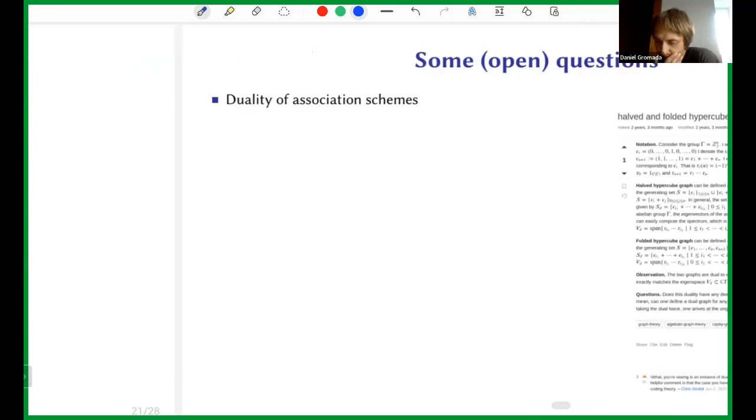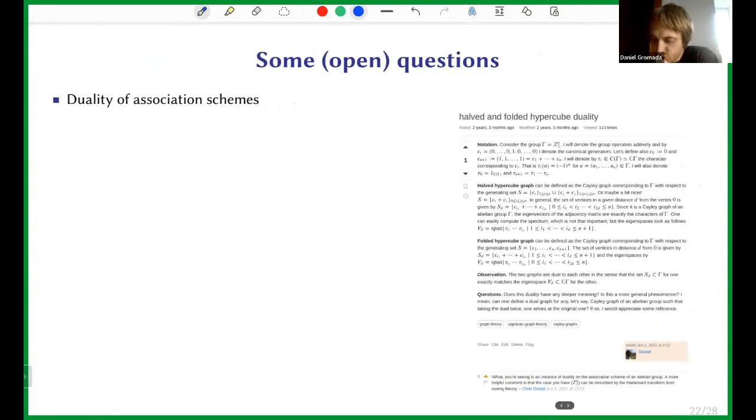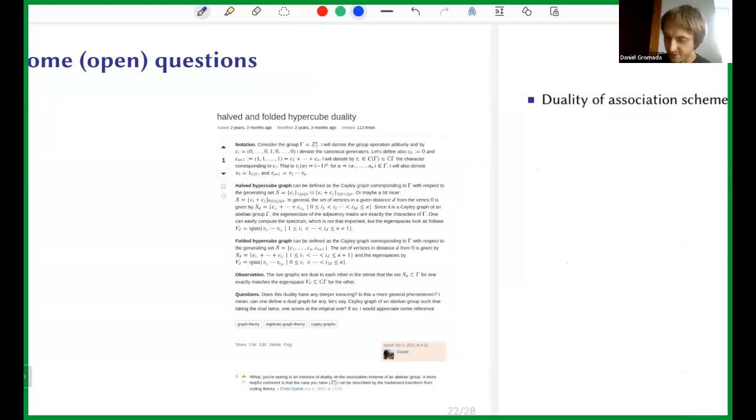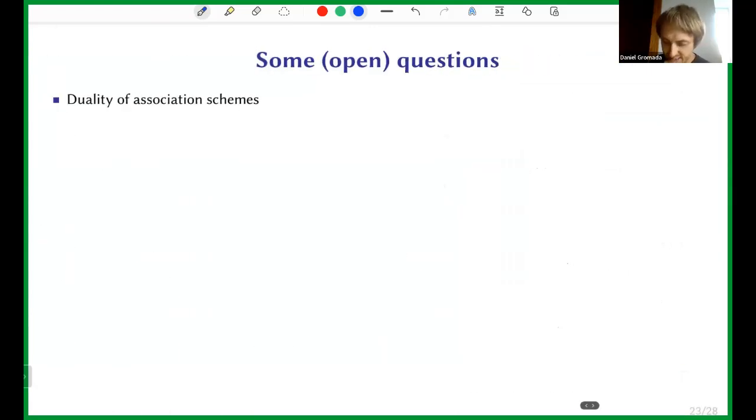First question is about duality of association schemes. I was inspired to this question by a discussion with Chris Godsil. I'm not sure if he is aware of this discussion at all, because it happened on MathOverflow. I was asking what this kind of duality is, and he answered, well, this is the duality of association schemes. But this story is not important for the question.